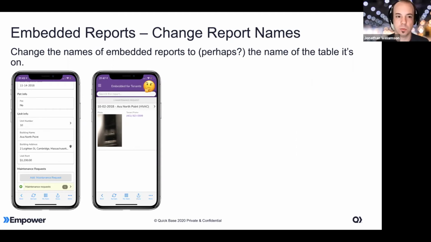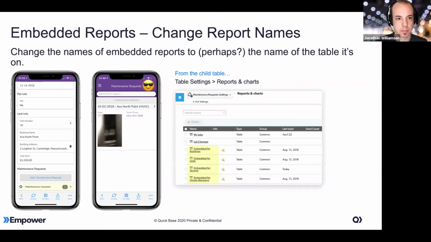But the question is, what is being embedded? You might want to change that name, perhaps to the name of the table that it's on or something else that makes sense to your users. We're going to change that to maintenance request to let them know this is the table that represents the maintenance request from their tenant. How we do that is from the child table, aka the maintenance request table in this scenario. You can go to the reports and charts section in the settings area, and it'll show all of the embedded versions of that report, embedded for buildings, embedded for units, etc. You can click each one of those and change the name to something that makes sense for that use case or that workflow.